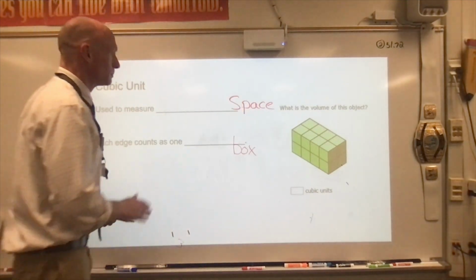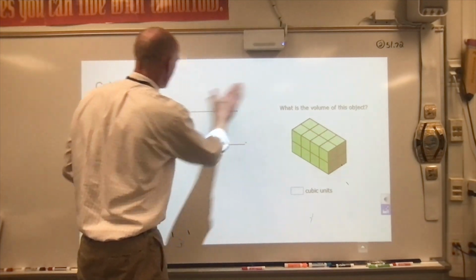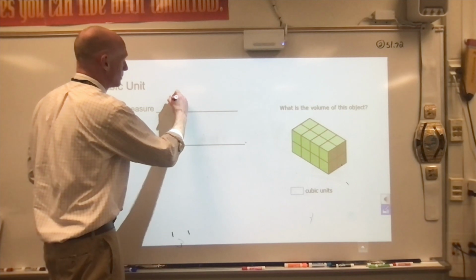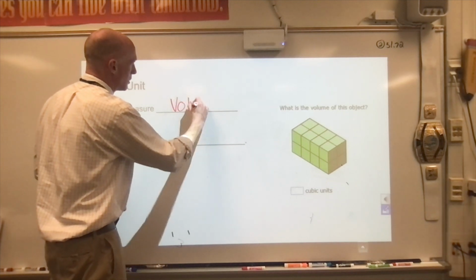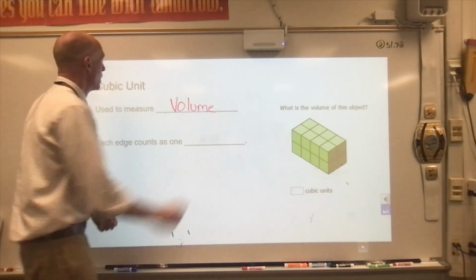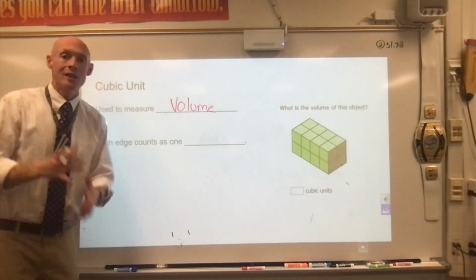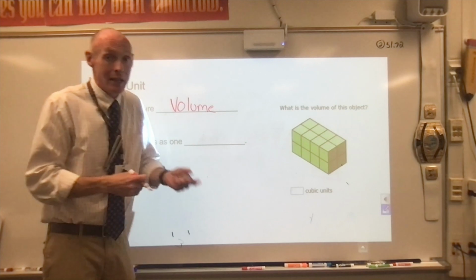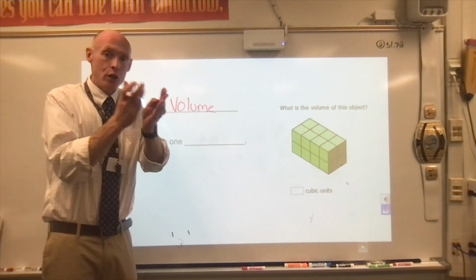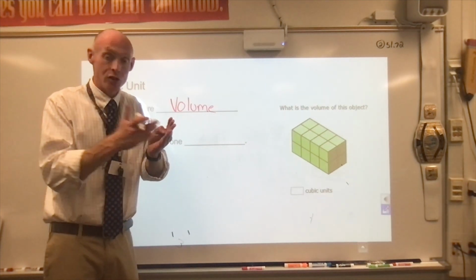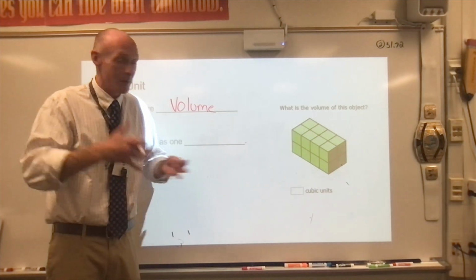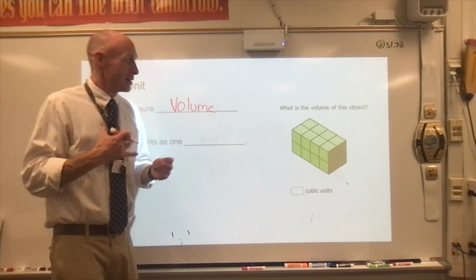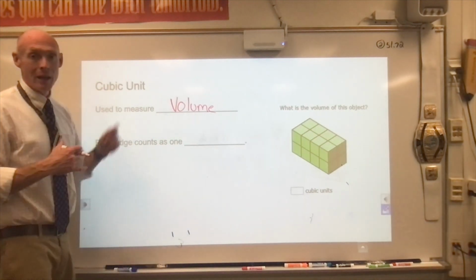Cubic units are used to measure volume. Units are just a measurement. Could be feet, could be inches, could be centimeters. Whatever that unit is, feet, inches, centimeters, meters, the volume is going to be measured by cubic units.